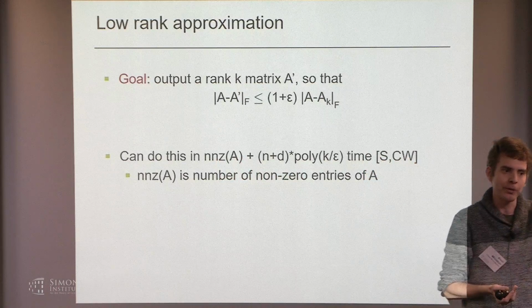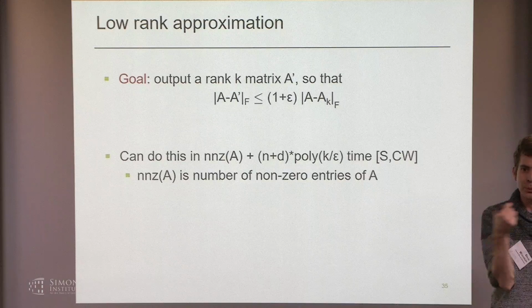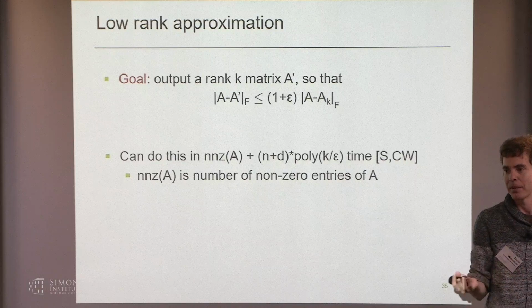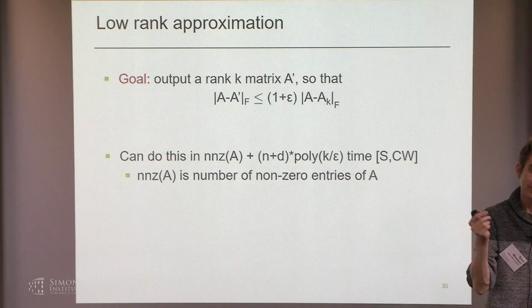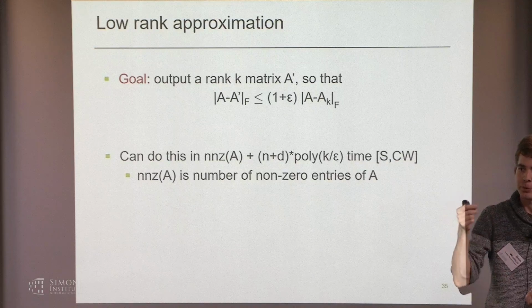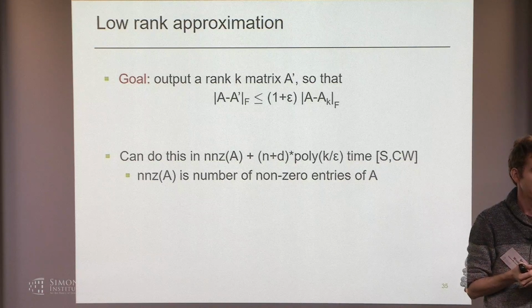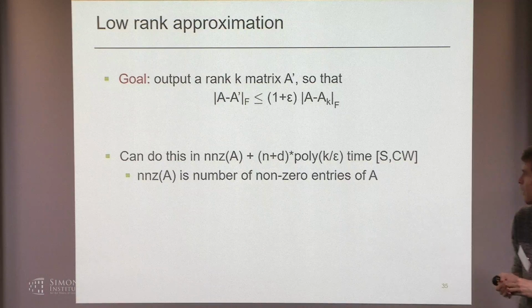If I have one very large entry of A and I don't find it, I don't read all the entries, then I'm going to be in trouble, because the first thing any good low rank approximation would do would be to try to fit that very large entry of A. Okay. So that's the claimed result.